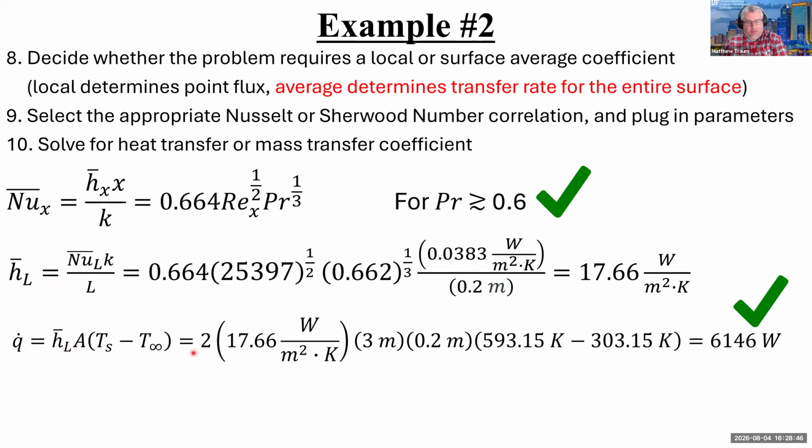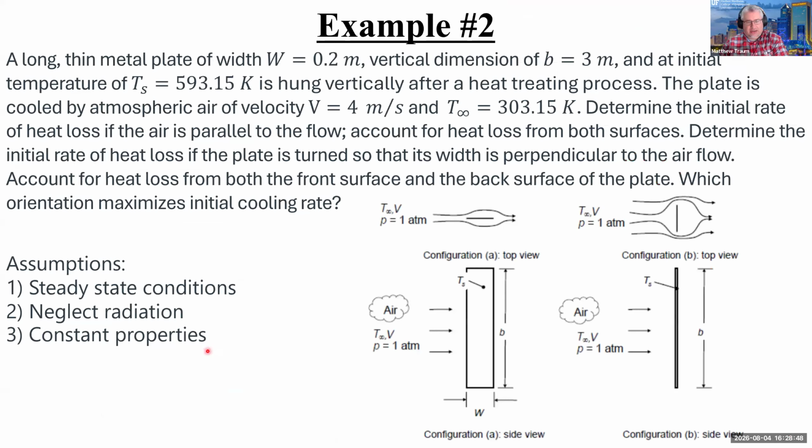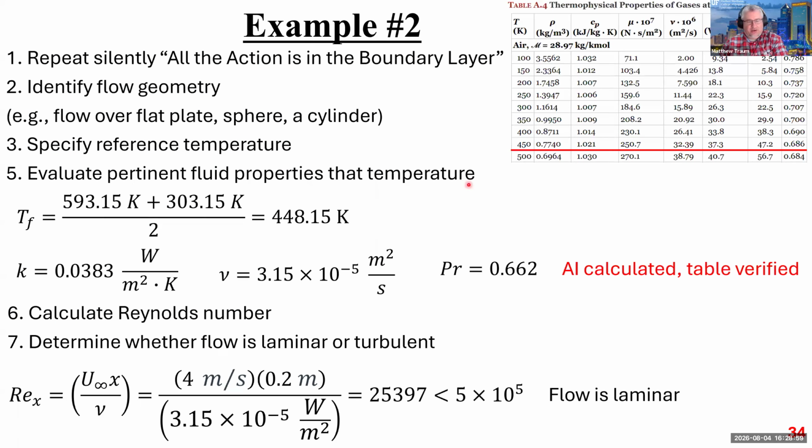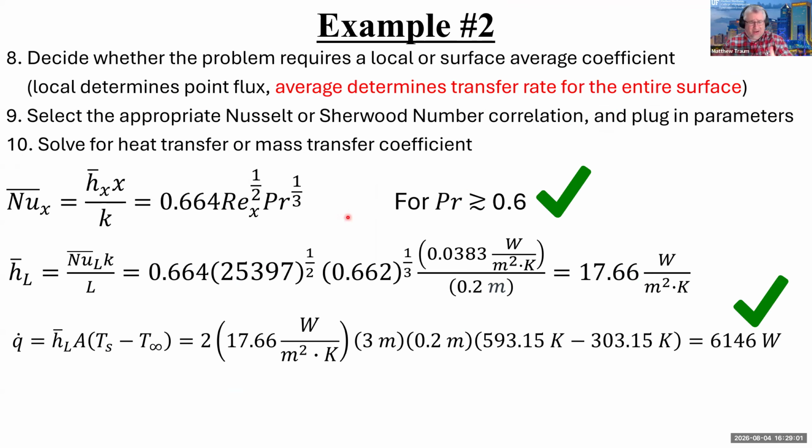I am multiplying by 2 because I'm specifically told in the problem to account for heat loss from both surfaces, right? So I calculated the heat loss from one surface, and multiplying by 2 gives me the heat loss from the other surface. They're identical, mirror images of each other, right? So I get the value for 1, multiply by 2, and that gives me the total.